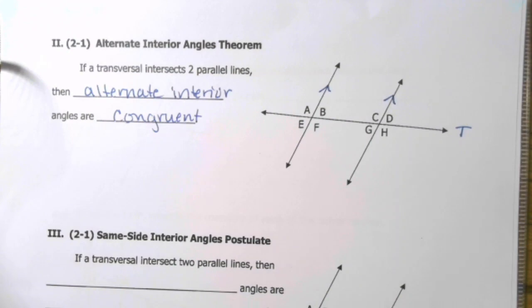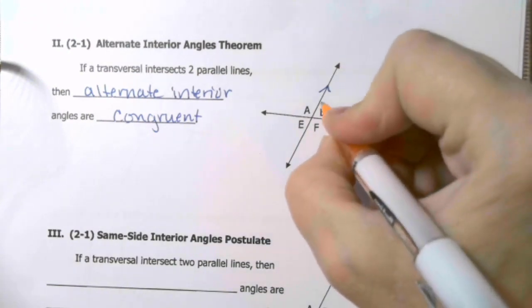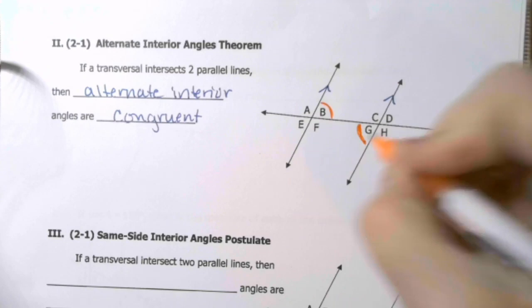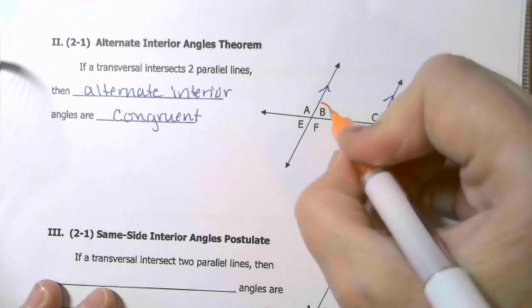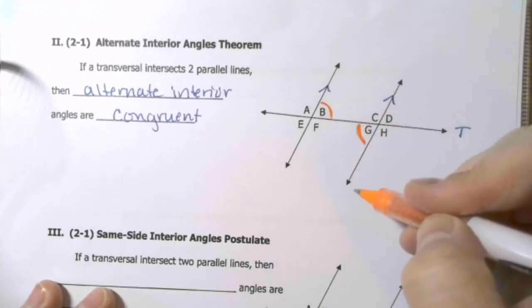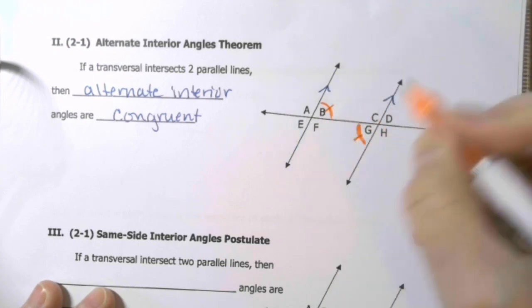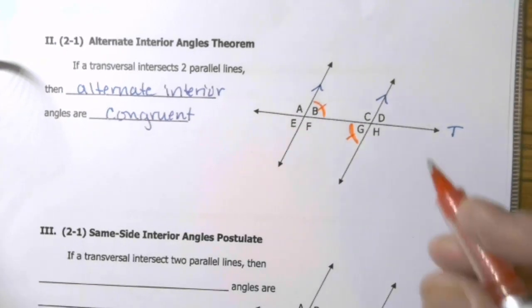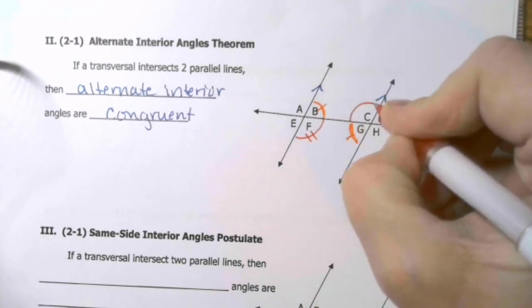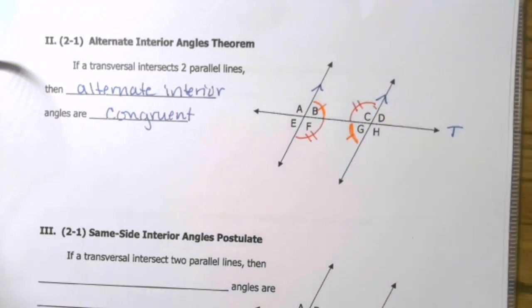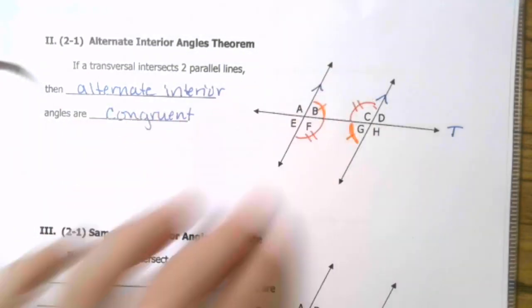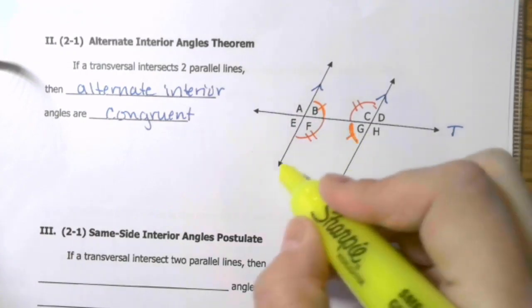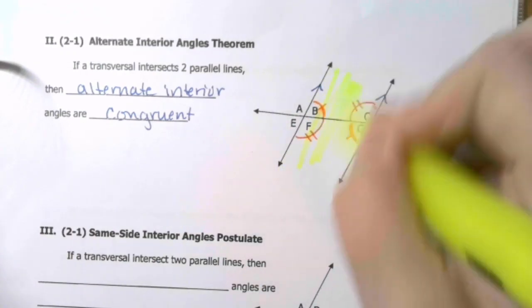So looking at the picture, alternate interior angles. B and G are alternate interior angles. They're on opposite sides of the transversal, that's the alternate, and they're inside the parallels. So they are congruent to each other. The other pair of alternate interior angles that are congruent is F and C. They are congruent to each other. And again, remember interiors because they are inside the two parallel lines. That's your interior part.